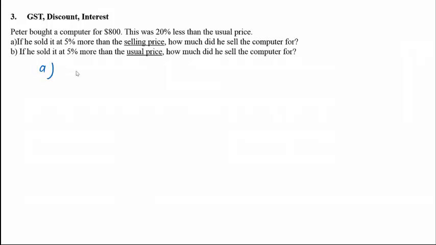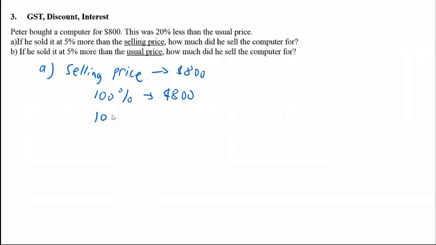So let's write it down. The selling price is $800, and he wants to sell it at 5% more. So what you do is you simply treat 100% as $800. You always let the original be 100%. In this case, the $800 is the original, so this $800 is 100%. Since he wants to sell at 5% more, that means we take 100 plus 5, so we will get 105%.